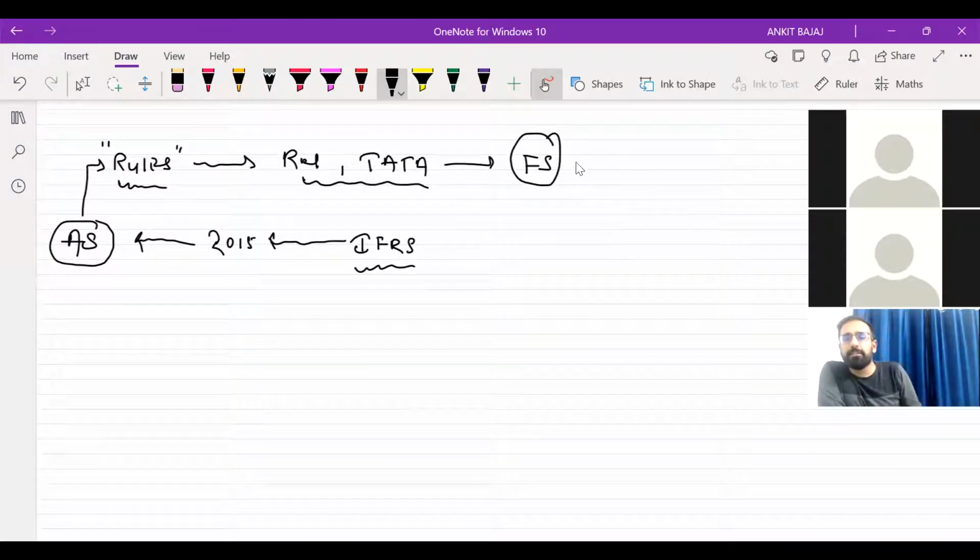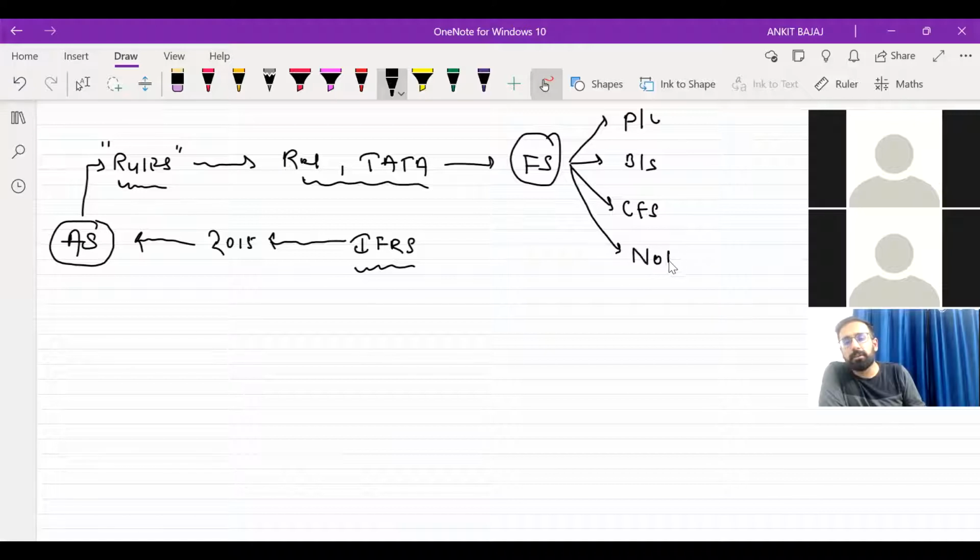What you will see there is that they are preparing a profit and loss account, a balance sheet, a cash flow statement. They are also giving notes to accounts, or they are preparing notes, right? They are preparing a statement of changes in equity. So what all companies do is they prepare these statements, right? Every company has to prepare these statements.